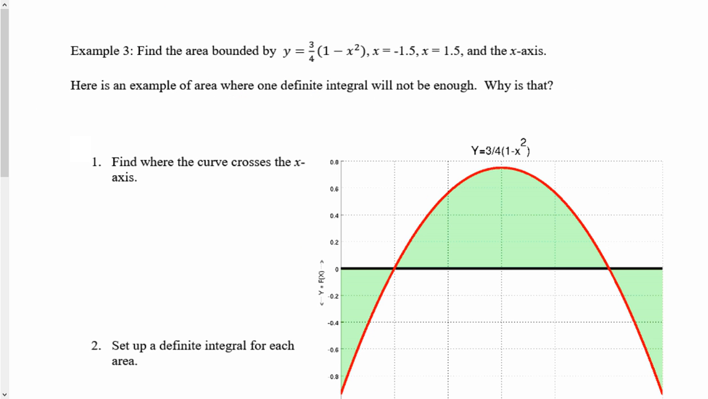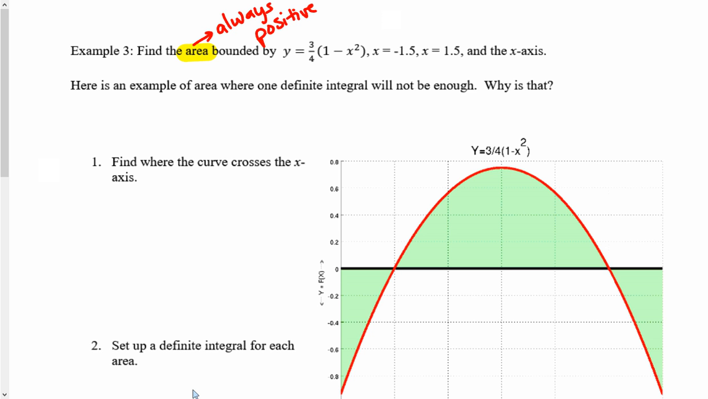So our next example is we're finding the area bounded by this y value, x equals negative 1.5, x equals positive 1.5, and the x-axis. So I need to highlight a key word here, area. And I need to note that because that tells me that this thing is always positive. Area will always be positive.